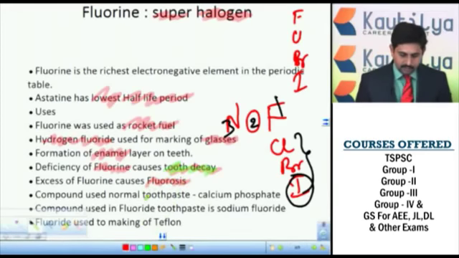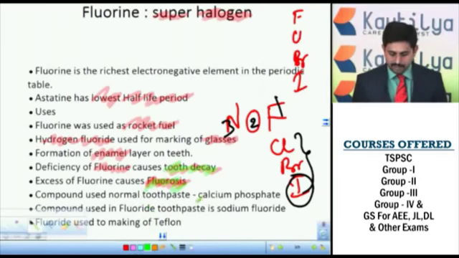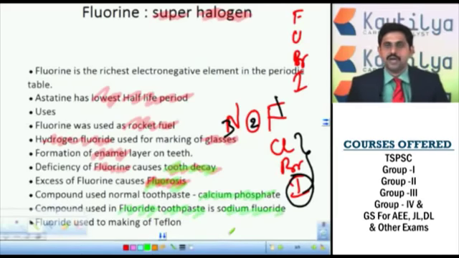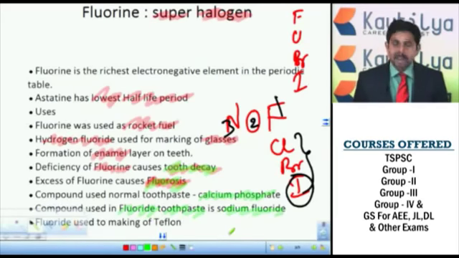If the fluorine content is in excess, then it leads to fluorosis. Toothpaste is basic in nature. One of its constituents is calcium phosphate. In some fluoride toothpastes it consists of calcium fluoride. So toothpaste consists of either calcium phosphate or calcium fluoride.